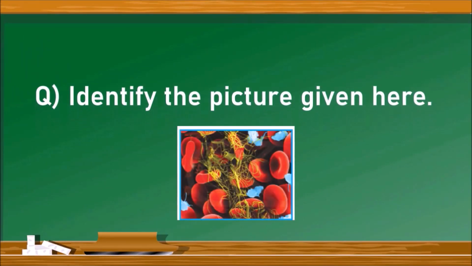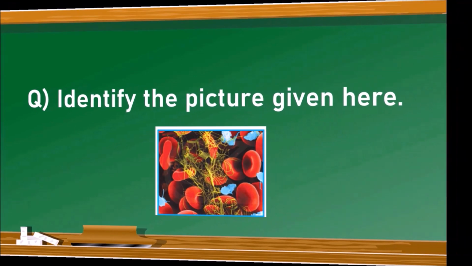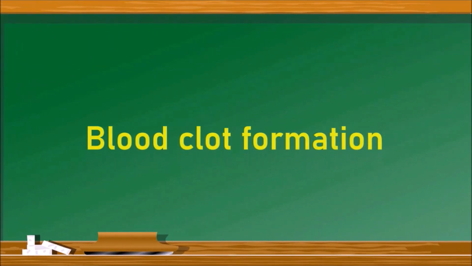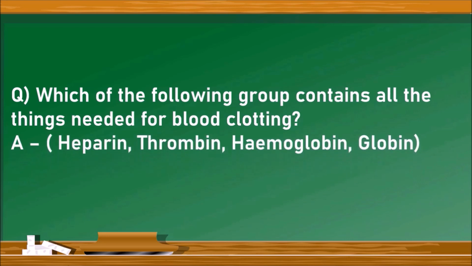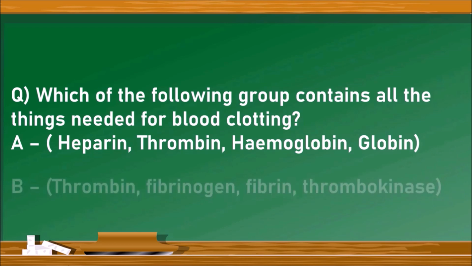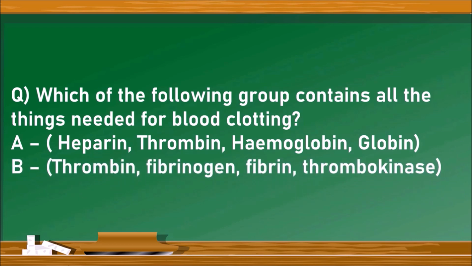The next question is, identify the picture given here. This is the picture that represents blood clot formation or blood clotting. The next question, which of the following groups contains all the things needed for blood clotting? Group A: heparin, thrombin, hemoglobin and globin, whereas group B contains thrombin, fibrinogen, fibrin and thrombokinase.